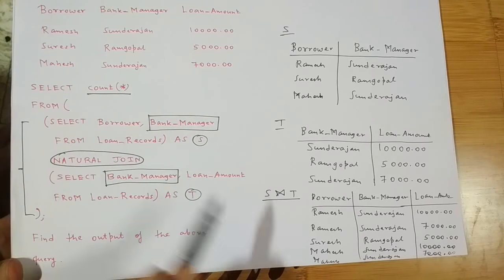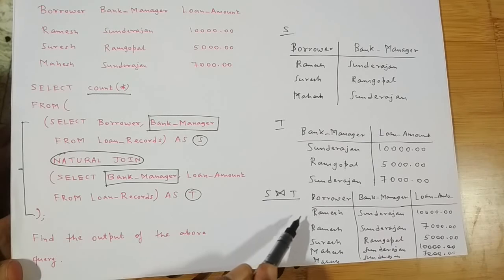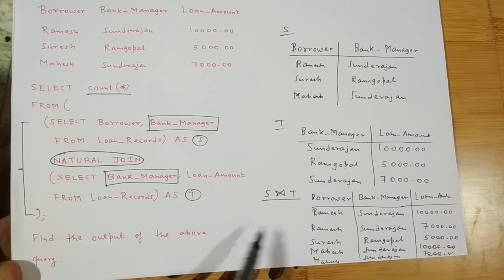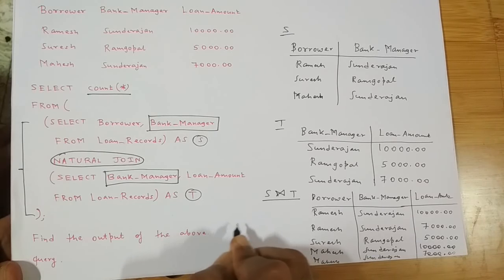So if we do a count star on this, it simply counts the number of rows and returns the value. So the number of rows in our final table of S joined with T comes to be 1, 2, 3, 4, 5. So the final answer is 5. So the output of the above query is 5.